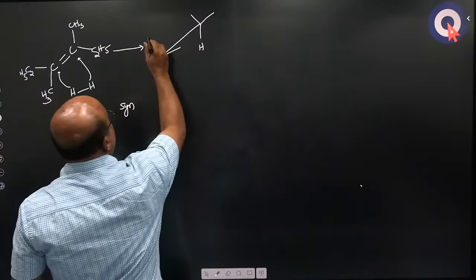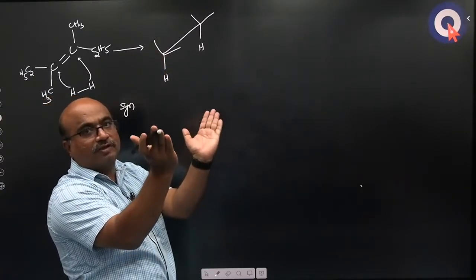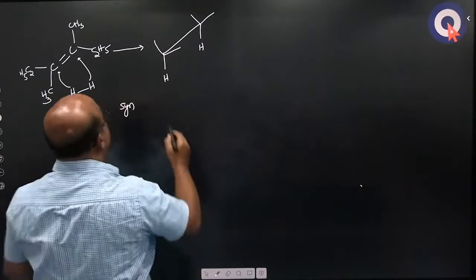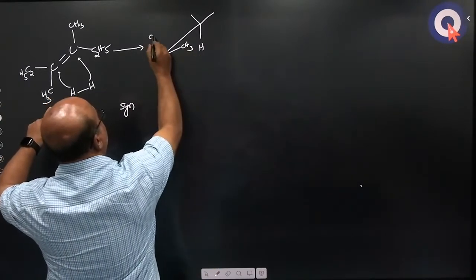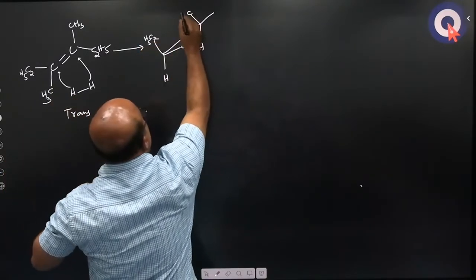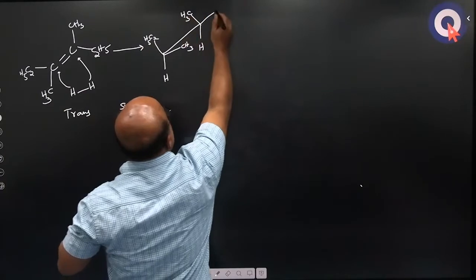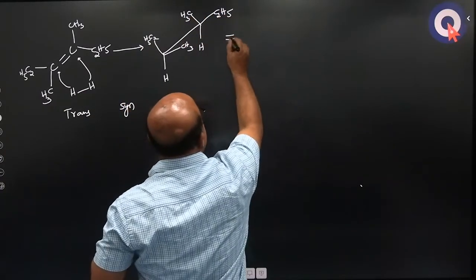So what is this now? The C2H5 and CH3, which were like this, move in the same direction. So CH3 is on the right hand side, C2H5 is on the left hand side. Here CH3 is on the right, and this is C2H5. So what is the Fischer projection for this?